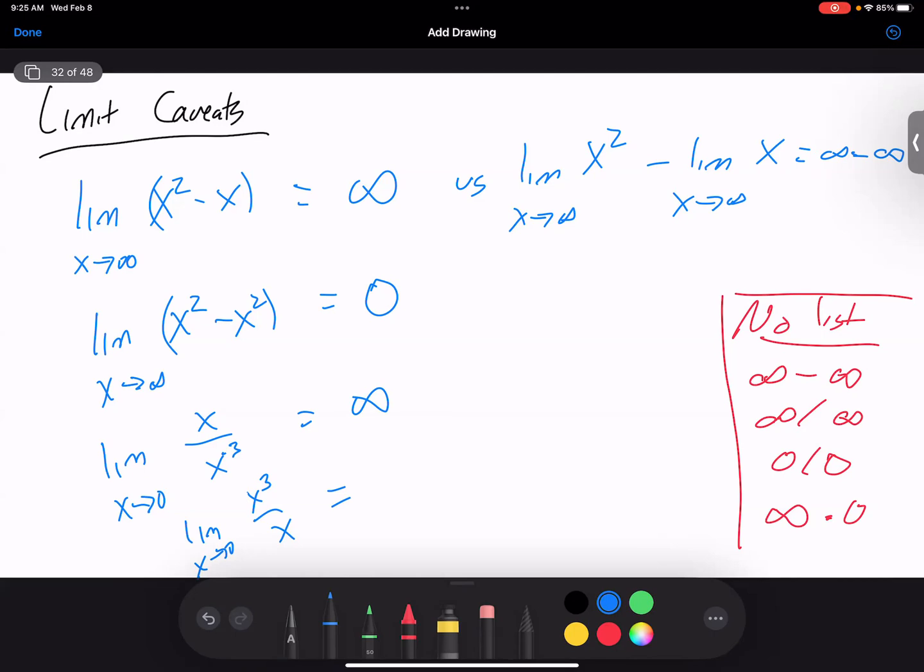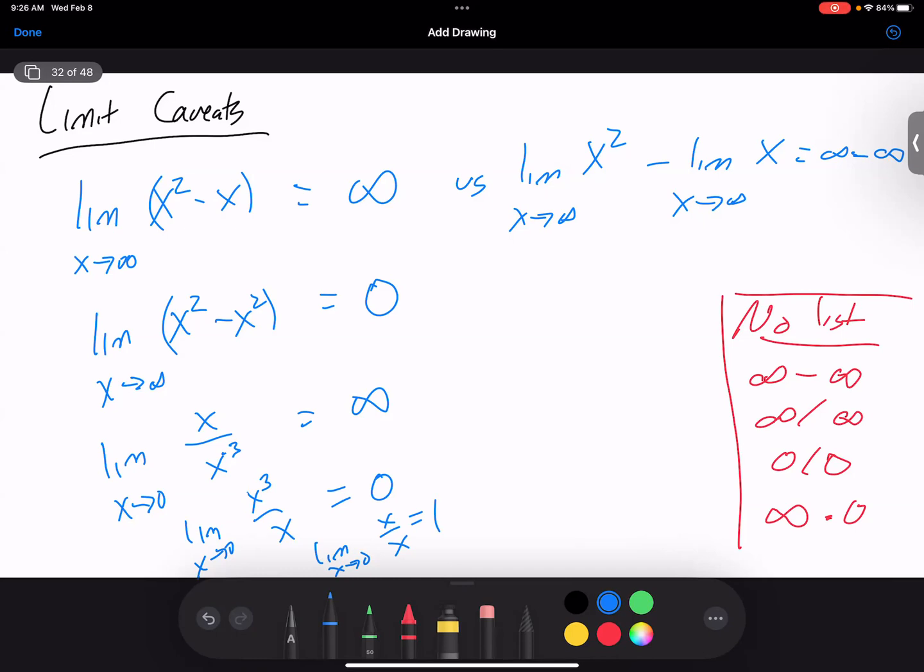What about x cubed over x? What does that go to? As x gets really, really small, what does x cubed over x go to? 0. And of course, if I gave you the limit as x goes to 0 of x over x, that would just go to 1. So 0 over 0 can go to many different things depending on how we're going. You've got to be careful.